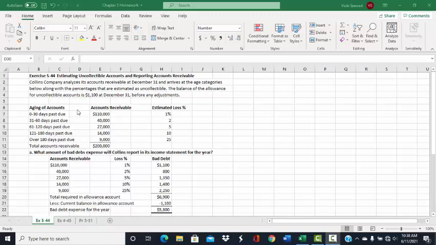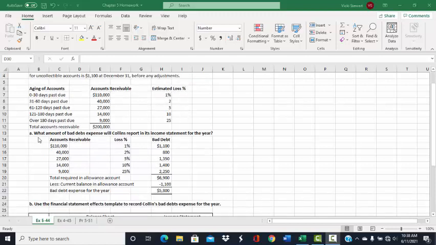So the problem has given us the aging of the accounts receivable. They have divided up the total accounts receivable based on the number of days that those accounts are past due. And they've also given us the estimated loss percentages for each of the categories. And we know that as the accounts become more past due, the percentage that is uncollectible will go up.